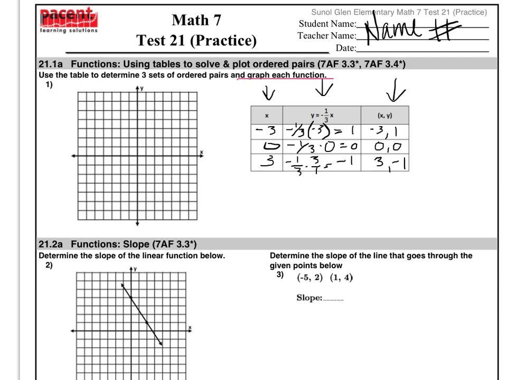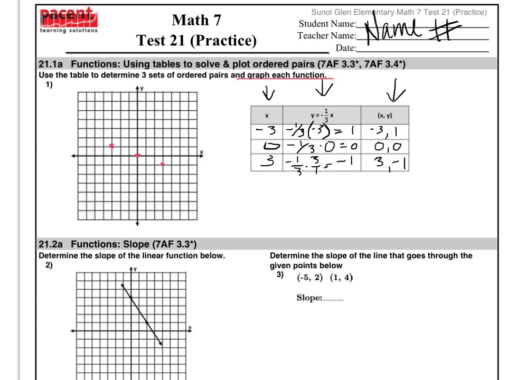So I'm going to take my points and plug them in. So I have -3, 1. And -3 is my x value, so I'm going to go 1, 2, 3 and put a point on oh, sorry, I did it wrong. -3, 1. I have to go over 3, and then I have to go up 1. So 1, 2, 3, and up 1 is here. And my next point is 0, 0, which is here. And my third point is 3, -1. So over 3 and down 1 is here.